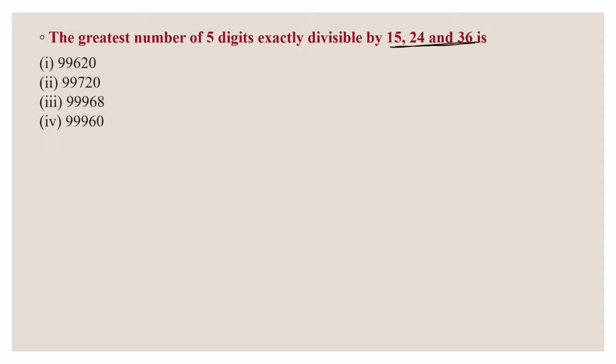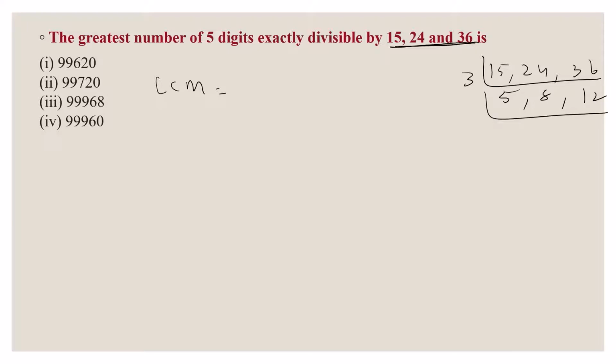For that we can go for the prime factorization method. So let's take the LCM of 15, 24 and 36. If you take 3, and you can go for 2, so that you will get 4 and 6. Again by 2 you will get 2 and 3. Now 3, just multiply all these terms: 10, 30, 60, 120, 360. So the LCM of these three numbers is 360.